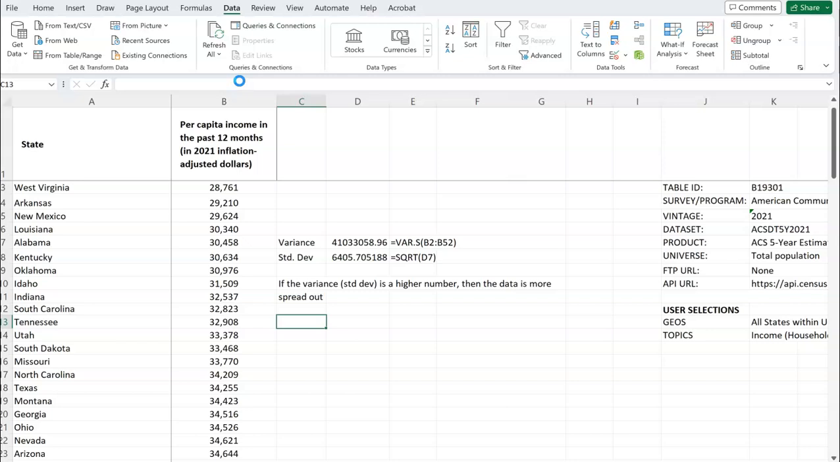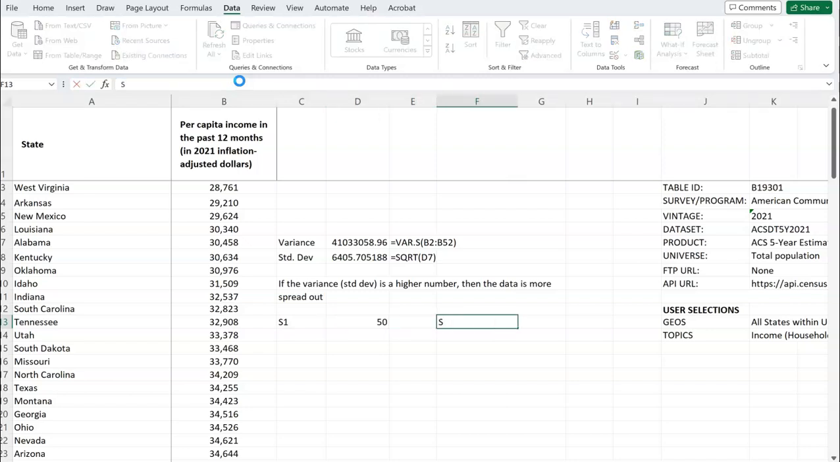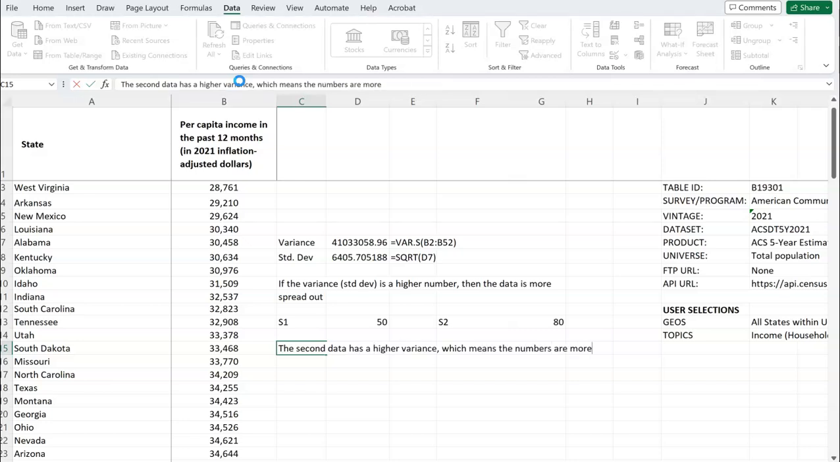So if I have two data sets, S1 is the standard deviation of one data set and it is 50. S2 is that of another and it is 80. Then I will say that the second data has a higher variance, which means the numbers are more spread out in the second data set.